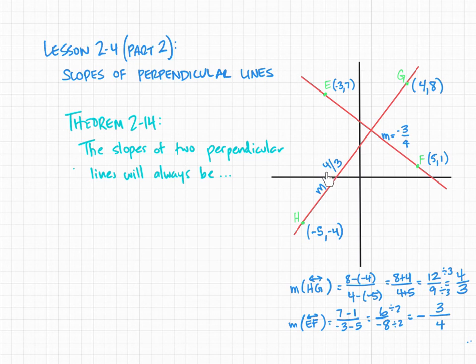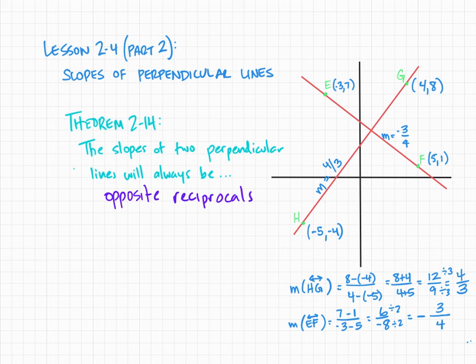So now let's investigate the relationship between those two slopes. We already noticed that one's positive and one's negative like we expected, but then if you look at the actual numbers involved in the slope, this one's 4/3, this one's 3/4. In math, we call that being reciprocals of one another. We just took the fraction and flipped it over. So what this tells us is the slope of two perpendicular lines will always be opposite reciprocals.